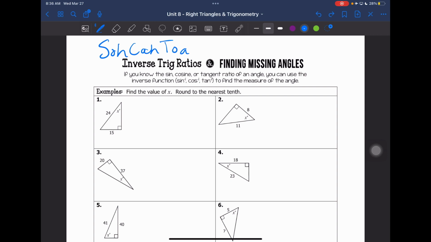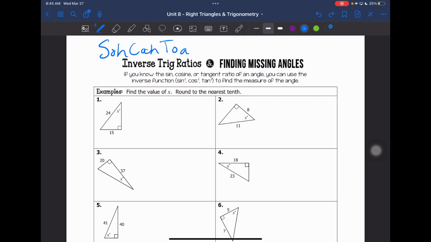So we're going to still use these today because we're going to learn about inverse trig ratios, which is basically the opposite of what we did in 8.3. In 8.3, we were starting with a side length and an angle, and we could use that to find a missing side length. In this lesson, we'll be starting with two side lengths, and we're going to use those to find a missing angle. And so it's pretty much the same type of math. It's just going to be a little bit different setup when we start off.